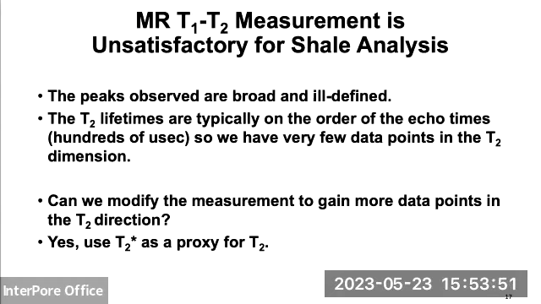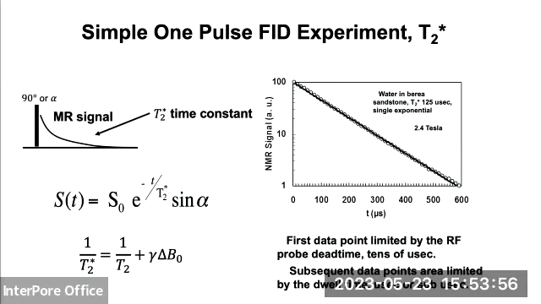T2 star is the simplest possible magnetic resonance lifetime measurement because the decay after a single excitation pulse, called a free induction decay, decays with the T2 star lifetime. Now, the name T2 star suggests that it's connected to T2, and that's true as shown in the equation bottom left.